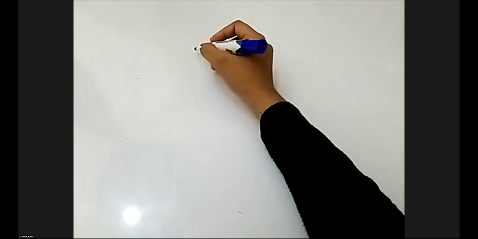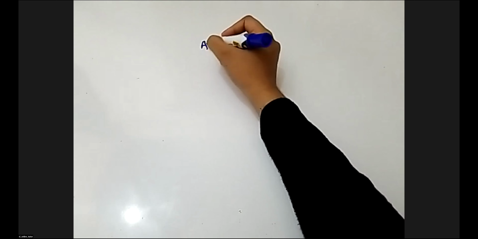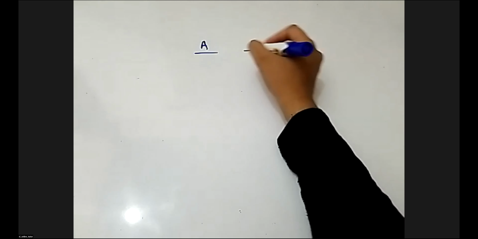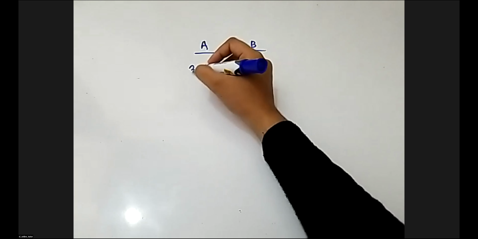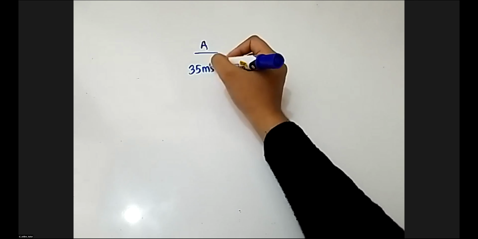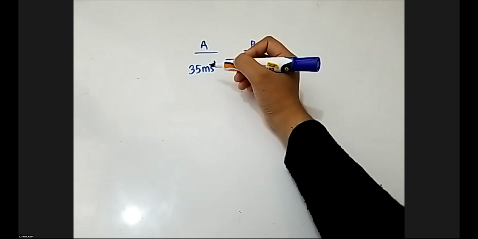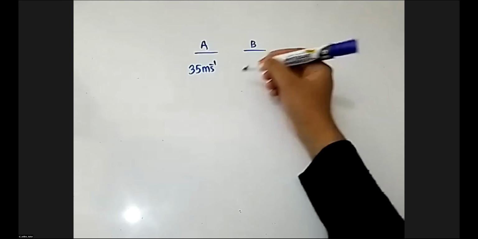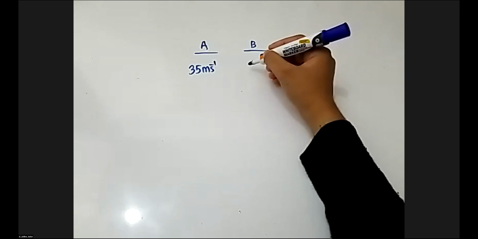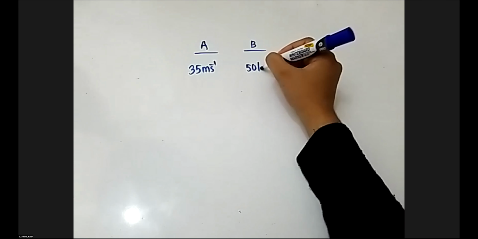Now don't write down anything, listen carefully. I'm taking two vehicles. Let's call them vehicle A and vehicle B. Vehicle A will take a speed of 35 meters per second. The topic is comparing speeds of vehicles: 35 meters per second and 50 kilometers per hour.